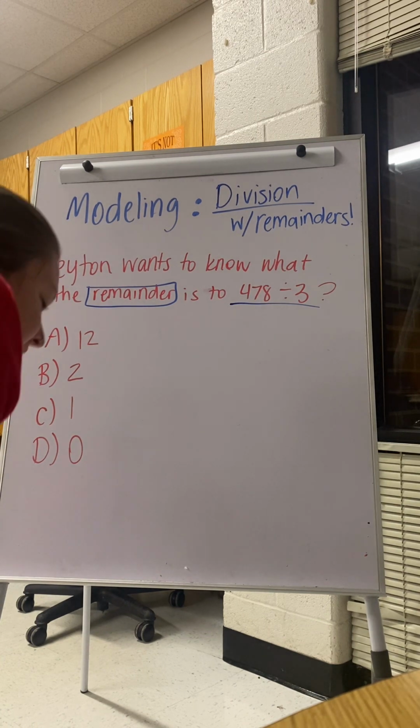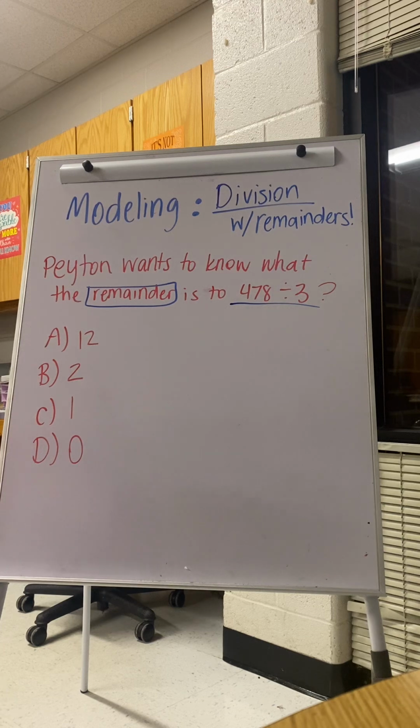There's a couple different ways we can solve for this. Let's read it. Peyton wants to know what the remainder is to 478 divided by 3. We've got some answer choices here. I notice this 12 looks a little funky, and I'll tell you why once we get to the end. Maybe you've already noticed it as well, but D is also 0, so who knows? What if there isn't a remainder at all?